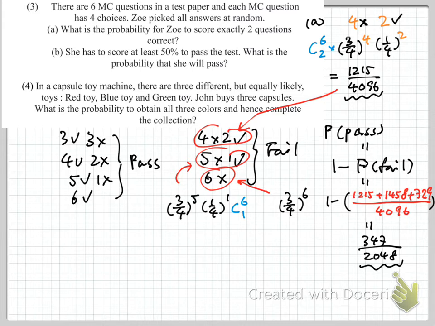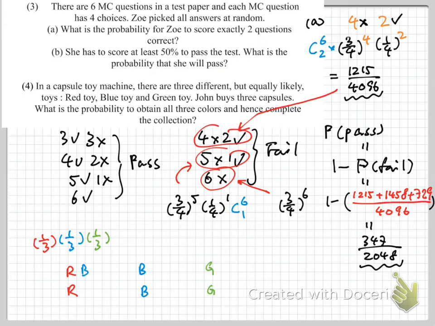Alright, so question number 4. There are 3 toys, equally likely. So the probability to get a complete set in 3 drawings, in 3 capsules, would be: the probability of getting the red one will be 1/3, getting the blue one will be 1/3, getting the green one will be 1/3. But this red, green, blue branch is going to repeat itself. So how many times is it going to repeat itself? Let's start with manual counting. You may get the red first, you may get the blue first, or you may get the green first.